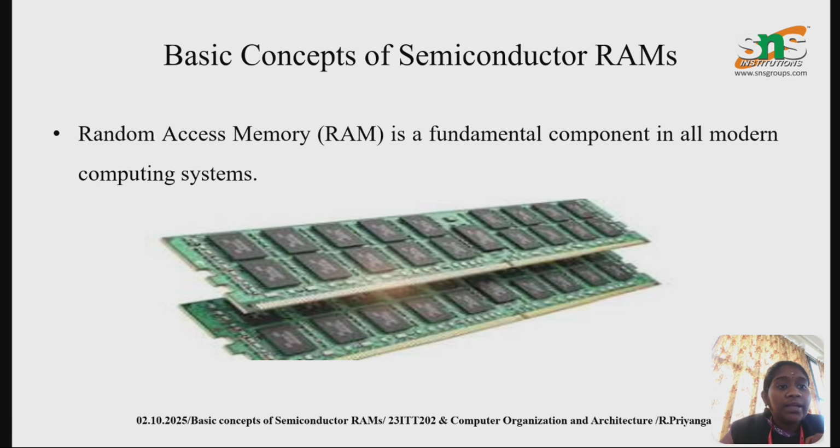It's a type of volatile memory, meaning it only stores data temporarily while the computer is powered on. When the system is turned off, all data in RAM is lost. Why do we want to use this? RAM acts as a workspace of the computer. It stores the data and instructions that the CPU, that is the central processing unit, needs right now. This makes accessing information extremely fast compared to storing it on a hard disk or SSD.